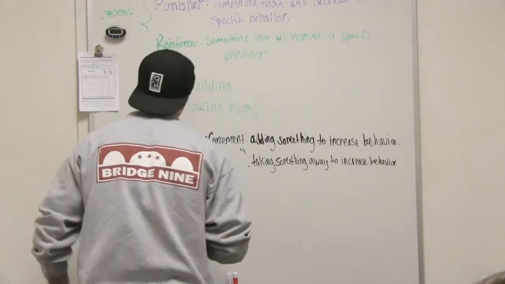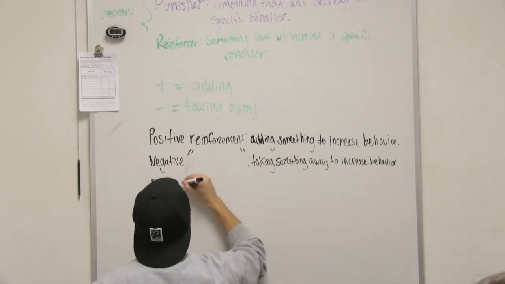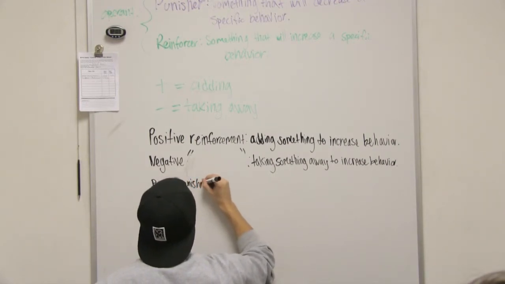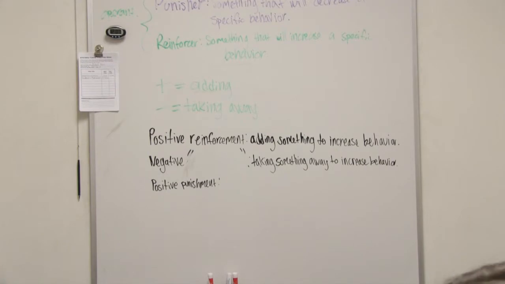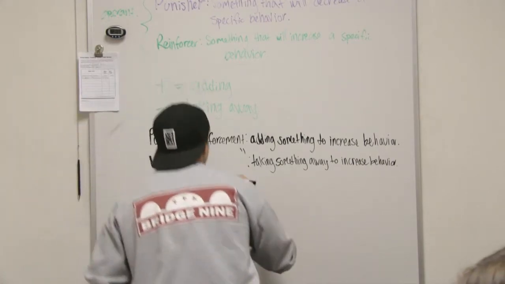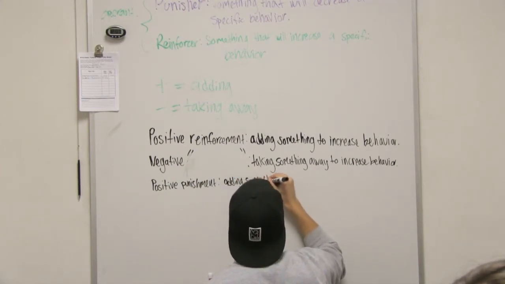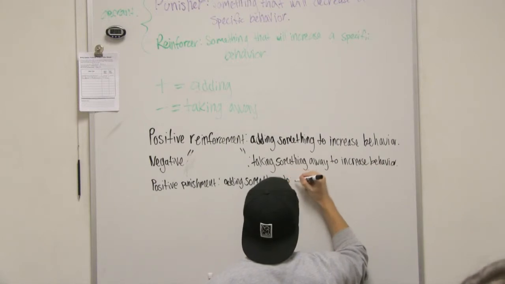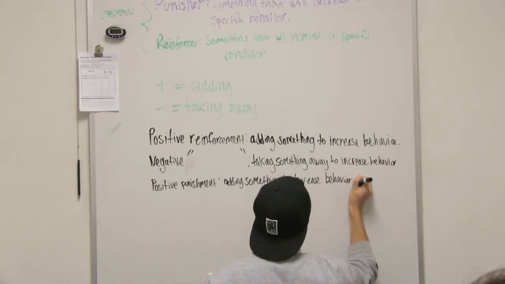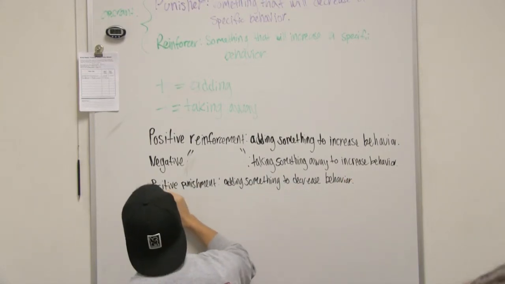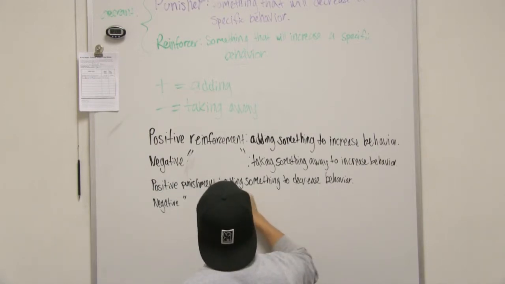Okay. And now, if we have a positive punishment, what's that? You're adding something to decrease the behavior. Right. So adding something to decrease behavior. And then the same thing with negative punishment. What's that? You're taking something away to decrease the behavior. Right.